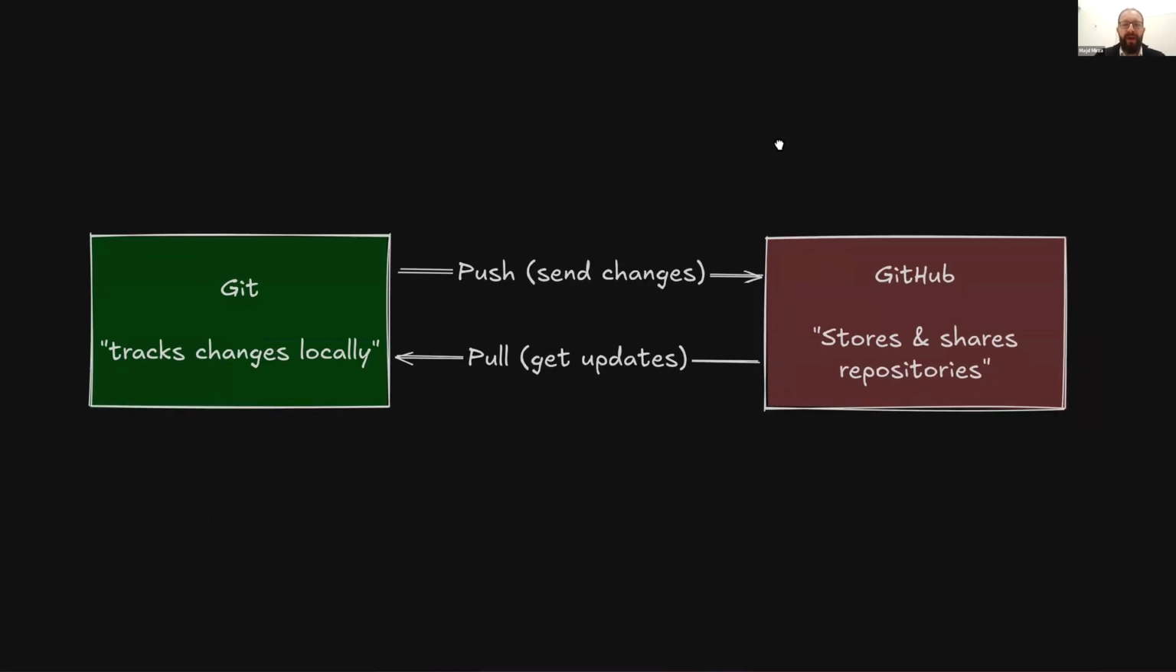So this is, again, if we think about the whole workflow that I showed previously, using Git as the green to the left, which tracks changes locally. When you do a push, you basically send your code and all of the changes to GitHub. And there it stores the changes and shares the repositories and all the changes with others. And then you can also do a pull to get updates from GitHub into your local computer so that you can start working with them. So this is basically how the workflow works between Git and GitHub.